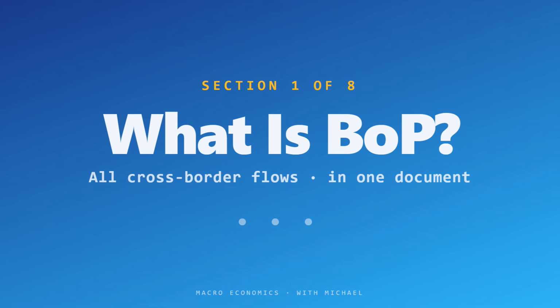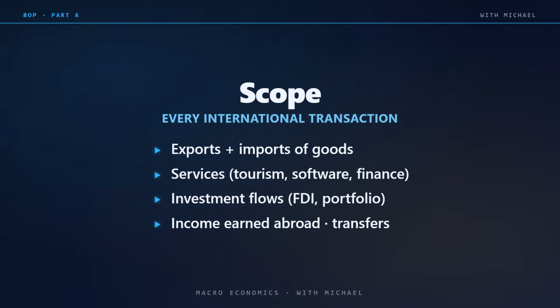The balance of payments is the comprehensive record of every economic transaction between residents of a country and the rest of the world during a given period, usually a quarter or a year. Every export, every import, every cross-border investment, every foreign loan, every remittance, all of it gets recorded in the balance of payments. The purpose is to give policymakers, investors, and academics a clear picture of how the country is engaging with the global economy. Is it earning more than it spends? Is it attracting foreign capital? Is it losing reserves? The balance of payments answers all these questions in one structured document.